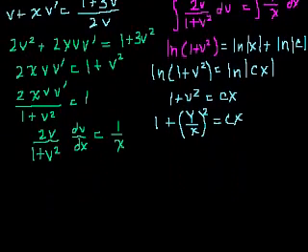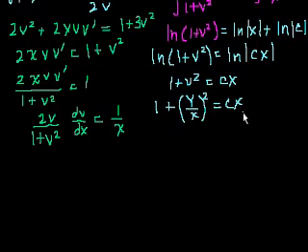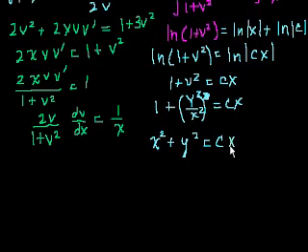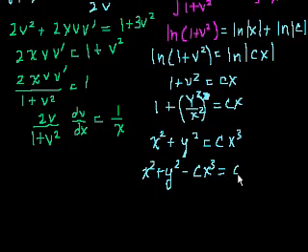Let me scroll this down a little bit. Let's see. Let's multiply both sides of this equation times x squared. So we could rewrite this as y squared over x squared. So if you multiply both sides times x squared, you get x squared plus y squared is equal to cx to the third. And we're essentially done. If we want to put all of the variable terms on the left-hand side, we could say that this is equal to x squared plus y squared minus cx to the third is equal to 0.